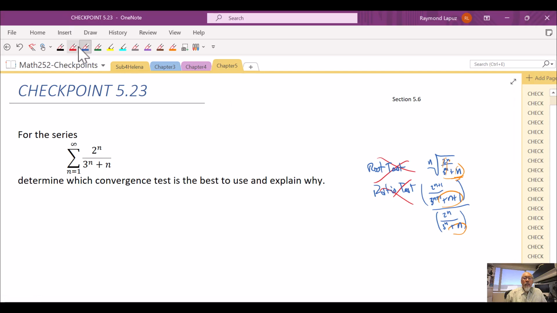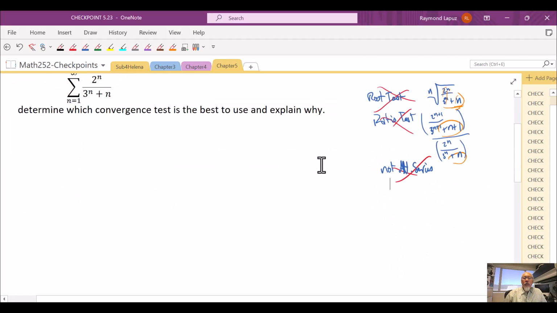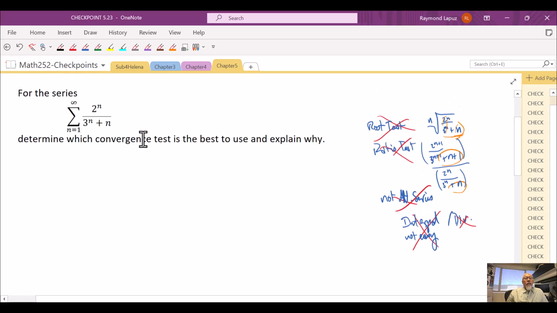This is not an alternating series, so I would not use the alternating series test. And if we keep going backwards, the integral test is probably not an easy integral, and the divergence test is going to fail. I mean, it might still be doable, but usually if it's not an easy integral, then we stay away from that. So the other thing to do is to use a comparison test.